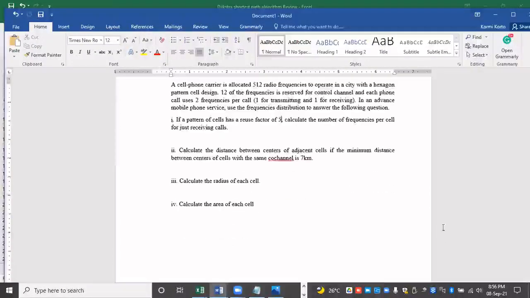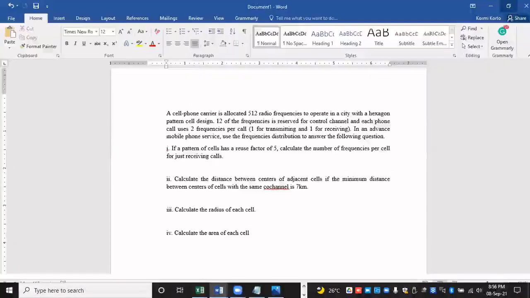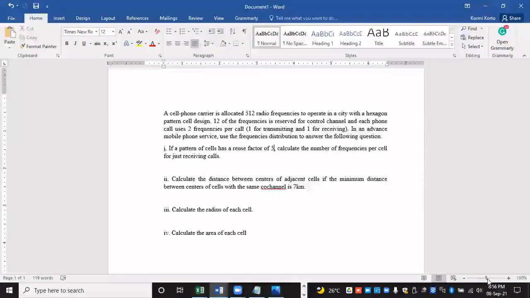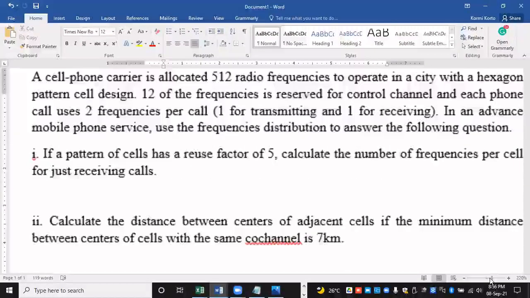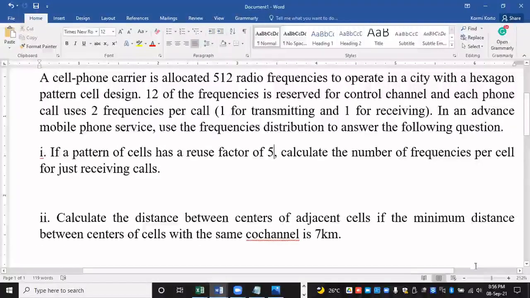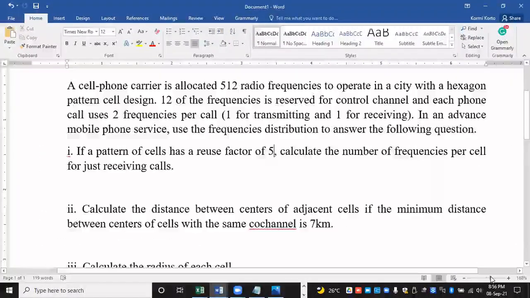Can I zoom in? Let me see if I can zoom in so you guys can read the question better. Is it better? Can you guys see the question? Yes, sir. Yes.